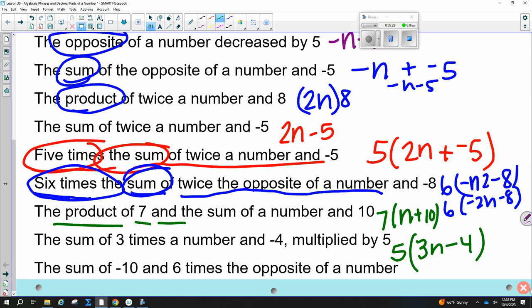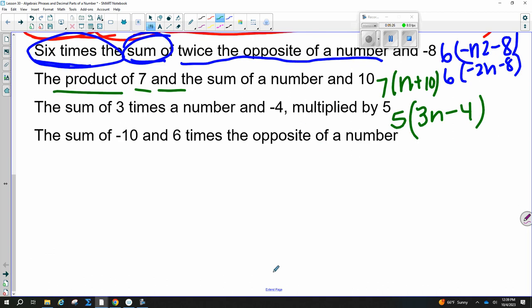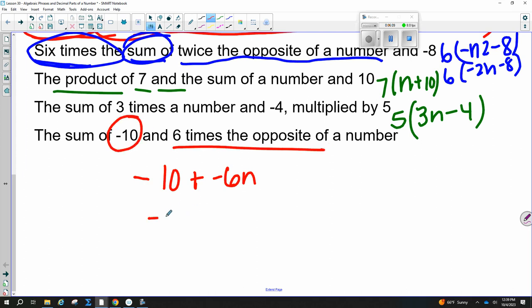All right, I think we're on the last one. The sum of negative 10 and 6 times the opposite of a number. Anyone who has not participated want to try it? Sonia? All right, Liv, what do you think? Okay, you don't have to do the parentheses. So just the sum of this and this. You could just do that, okay? Sum of, since it's negative.